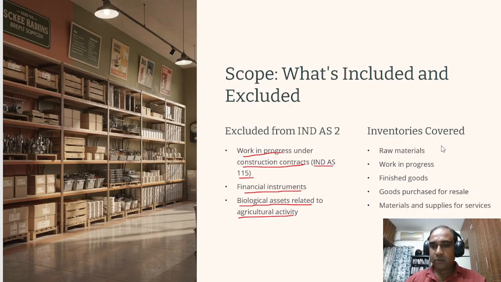So what will we be covering? We will be covering inventory of raw material, inventory of work in progress, inventory of finished goods, goods which are purchased mainly for resale, which is mainly trading activity, and materials and supplies for services. These are the inventories that will be discussed. So this is the basic framework of Ind AS 2. The learnings from this standard will be, first, what is inventory, and second, how the inventory has to be valued. These will be the major learnings from this standard.